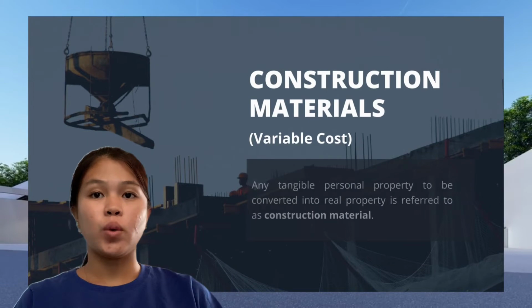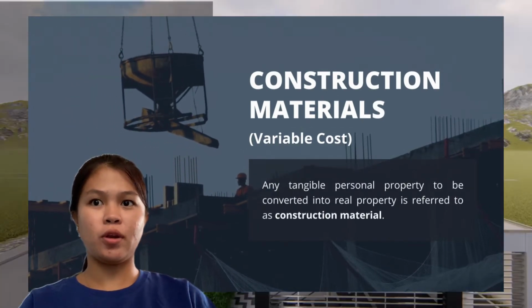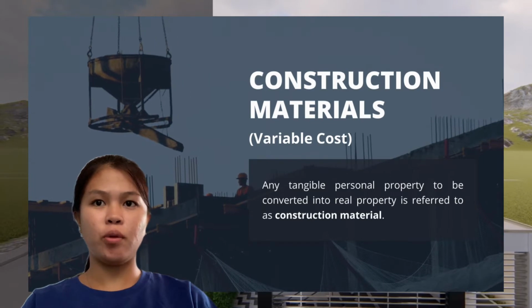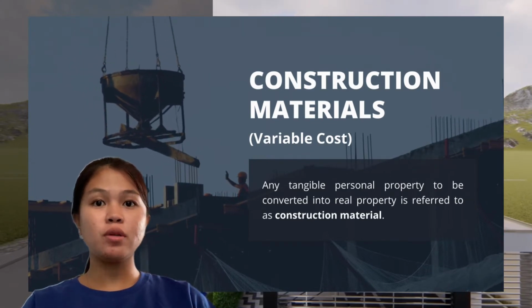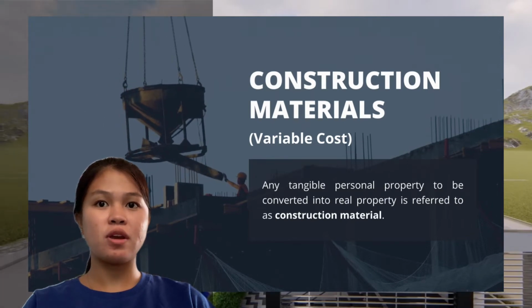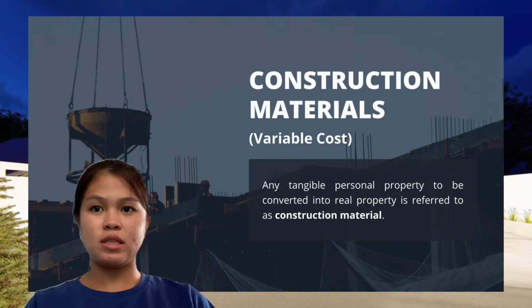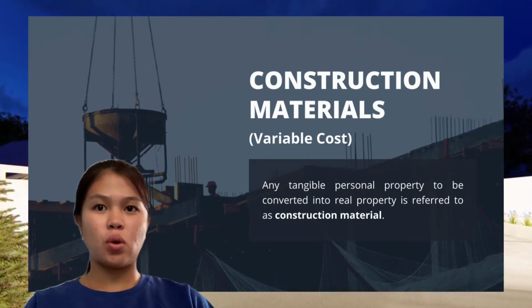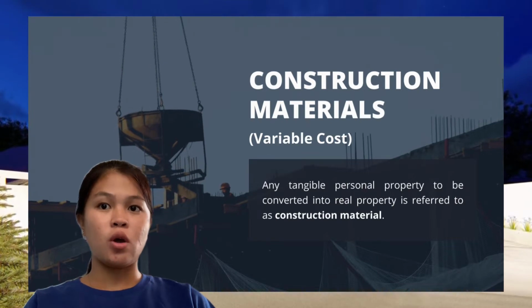Also, we will discuss construction materials. Any tangible personal property to be converted into real property is referred to as construction material. It is a variable cost since it varies in proportion to the volume of goods or amount of materials needed to make the building. Also, it is a product cost since it is related to making the product, which is the building.